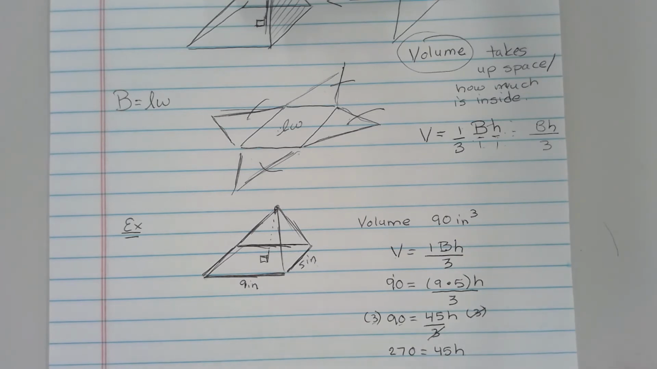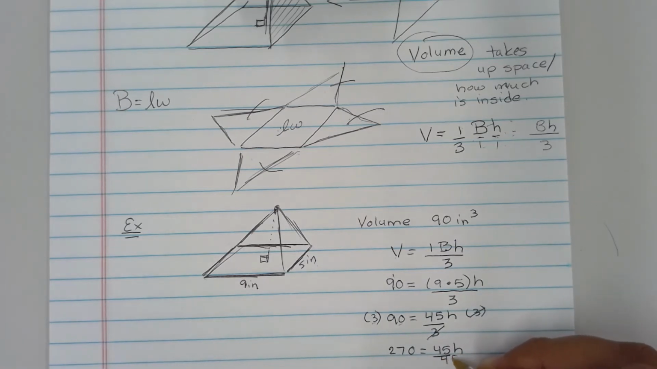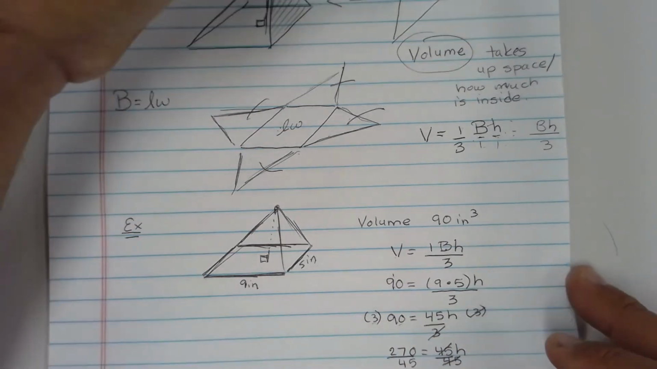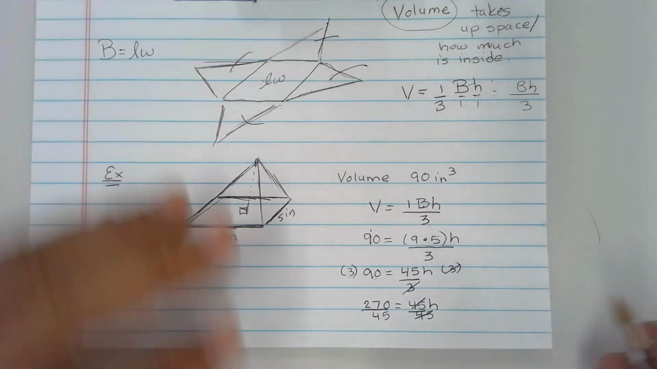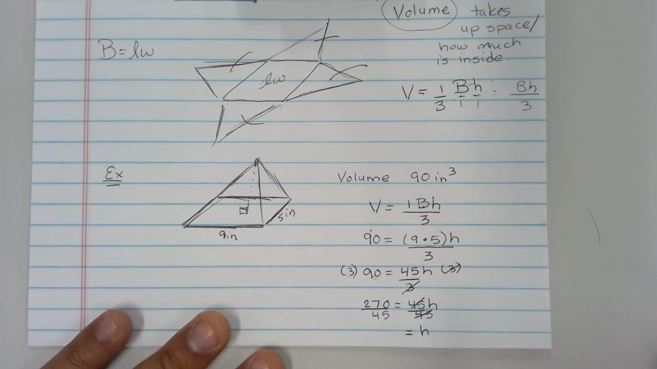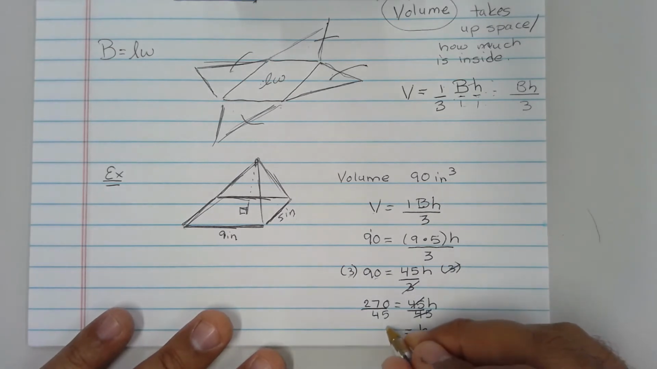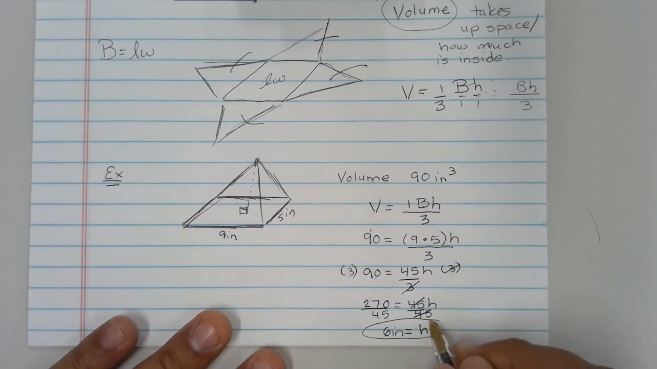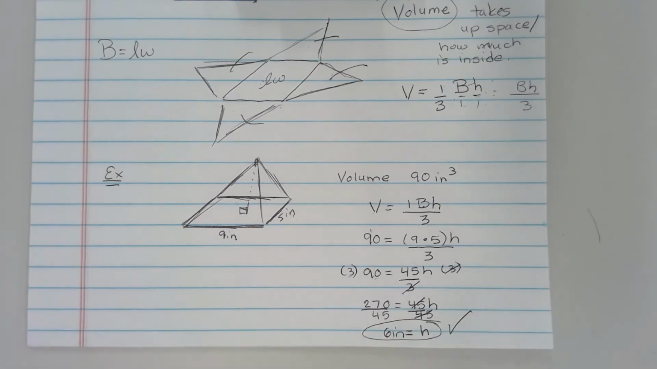You divide by 45. Divide 45. That will cancel out. At the end, what is the value of h? 6 inches. So according to this, the height here is going to be 6 inches. The height over here is going to be 6 inches.